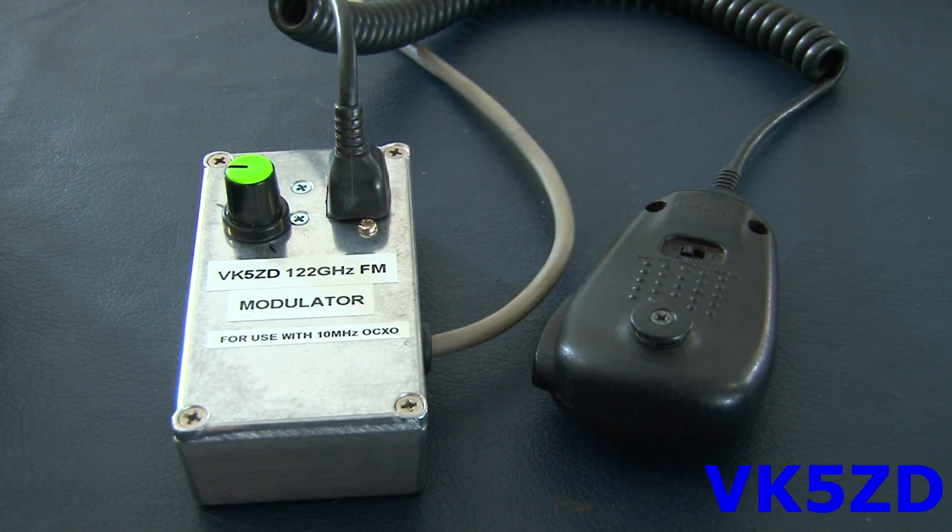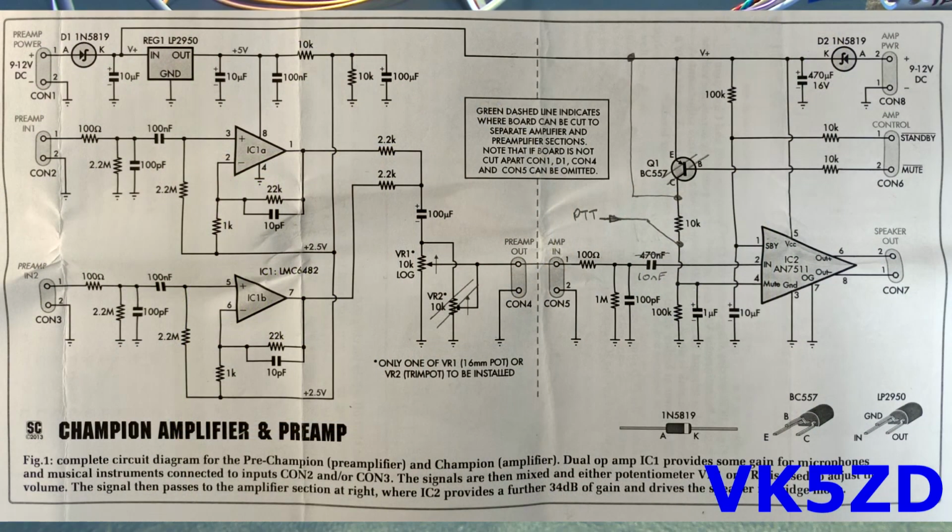I wanted a system that would work with the Yaesu FT817 microphone, so a suitable amplifier would be required. I selected the Champion Audio Amplifier Kit with Preamplifier, which appeared in January 2013 Silicon Chip magazine and is available from JCAR for under $25. This amplifier uses two stages.